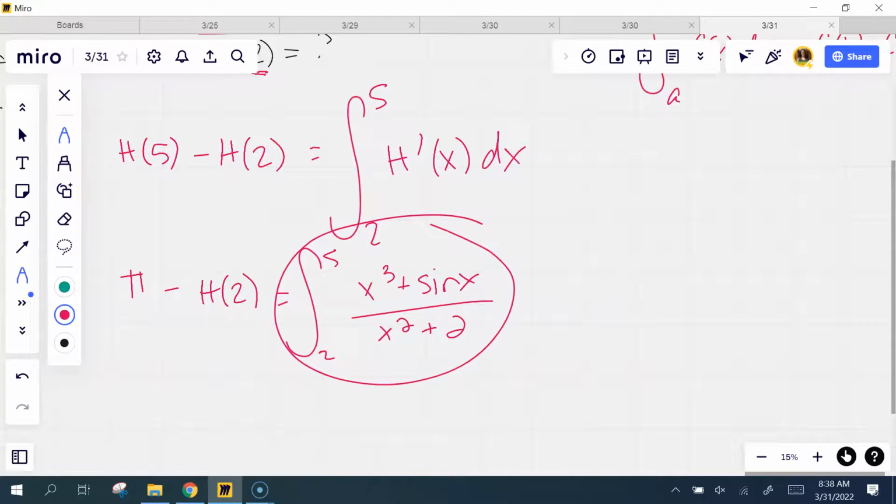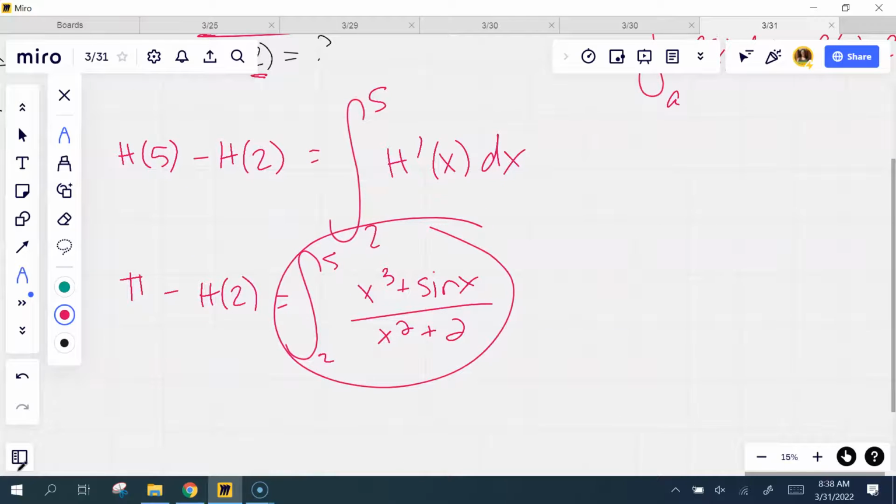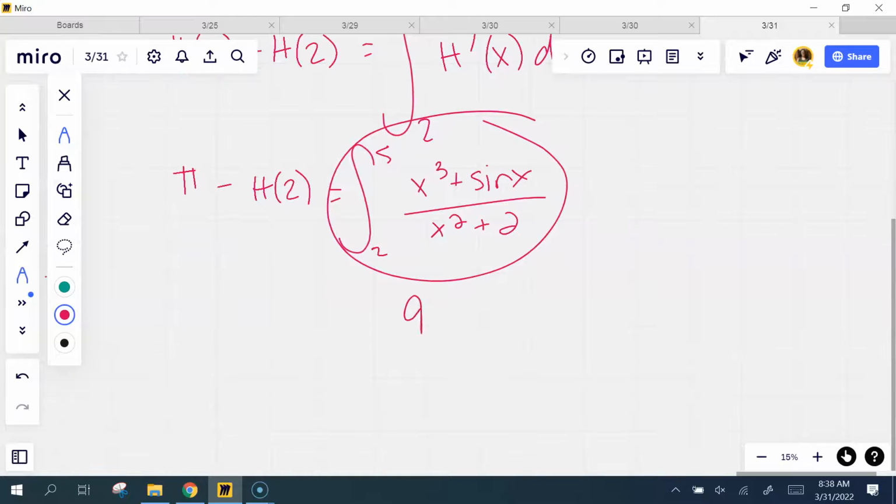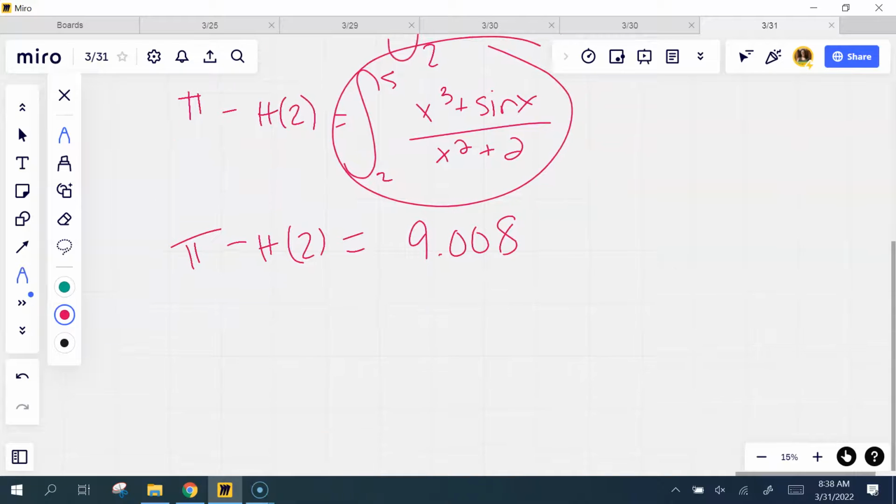Yeah, I solved it like a regular old equation. So this integral on your calculator will give you 9.008. If I subtract pi, 5.8667, and then the negative would give you negative 5.8667, so it's B. Everybody did 78.